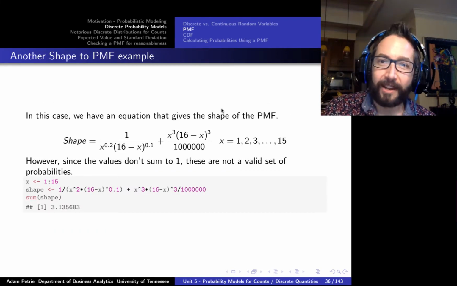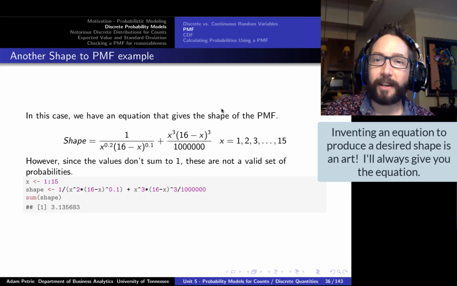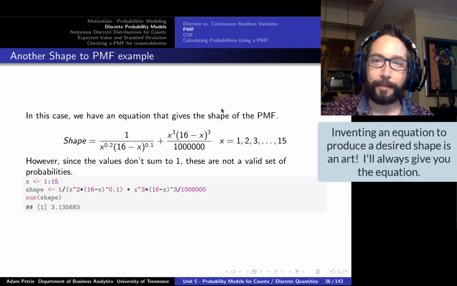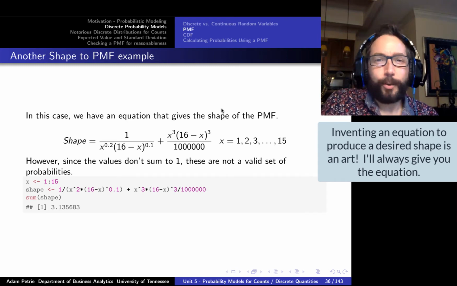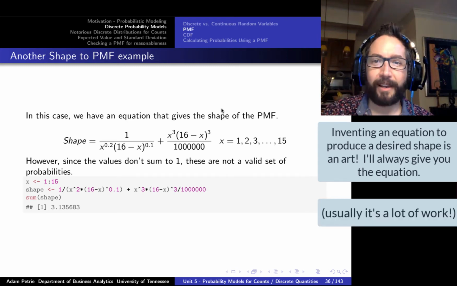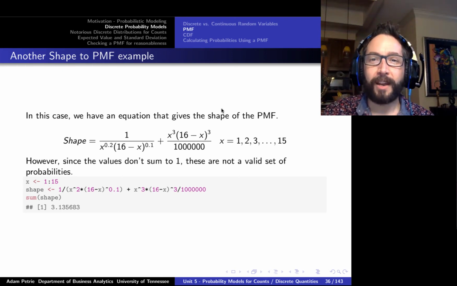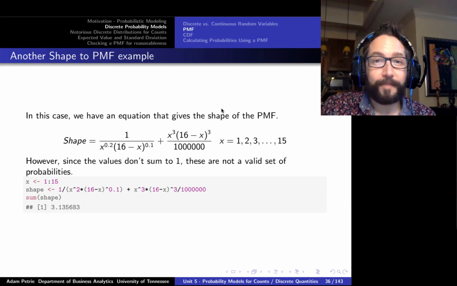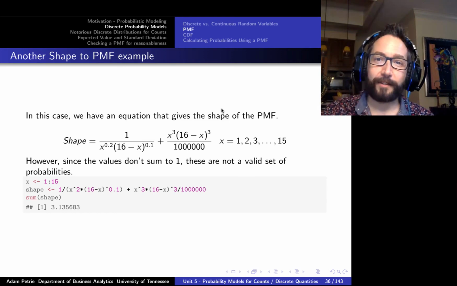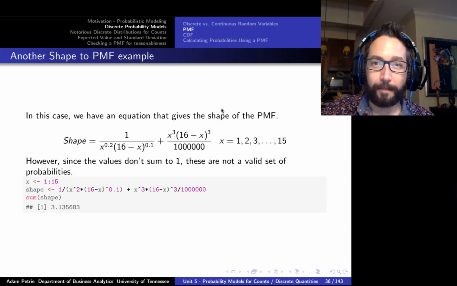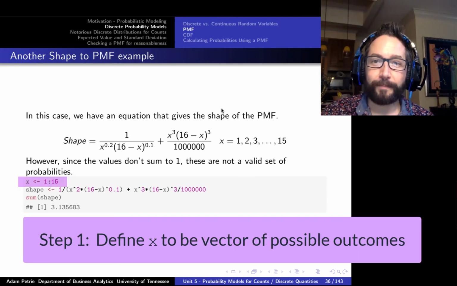Well, in this case, I actually have an equation that tells me the shape of the PMF, the weight that I want to give to each outcome, the relative frequency that I want each outcome to have. And in this case, it's a relatively complex equation. I've tweaked the parameters so it has just the shape that I like. So how would I turn this shape, this collection of relative frequencies, into a bona fide PMF? Well, I just need to rescale the values of the shape, those weights, so that the sum of the probabilities does add to 1. And here's my process, and this is going to work every single time.